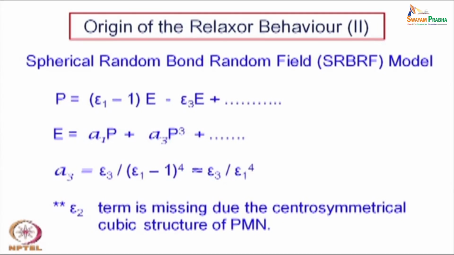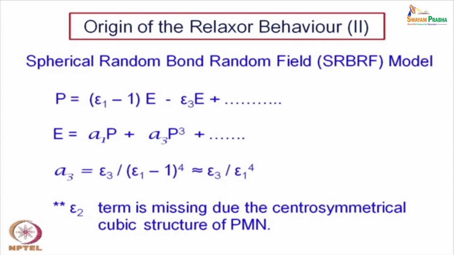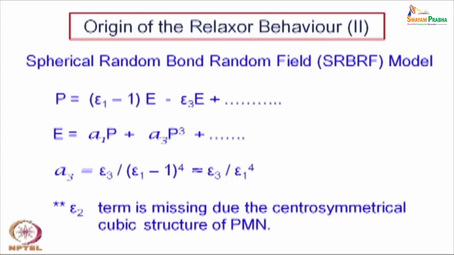This can be written in another way, E equal to A1 P plus A3 P cube, where A3 is basically epsilon 3 by (epsilon minus 1) whole to the power 4, which is approximately equal to e to the power 3 by epsilon to the power 4, epsilon 1 to the power 4. In this case, the epsilon 2 term is not there because of the centrosymmetrical cubic structure of PMN.